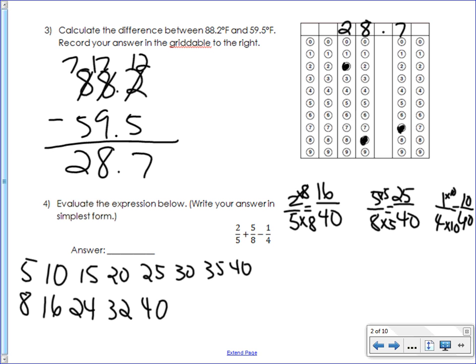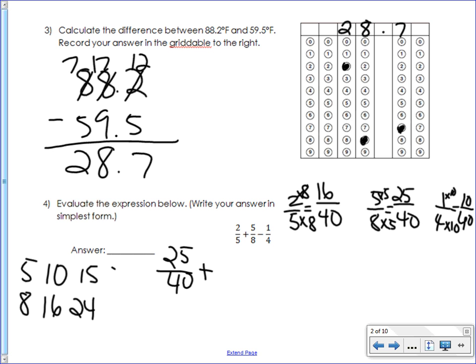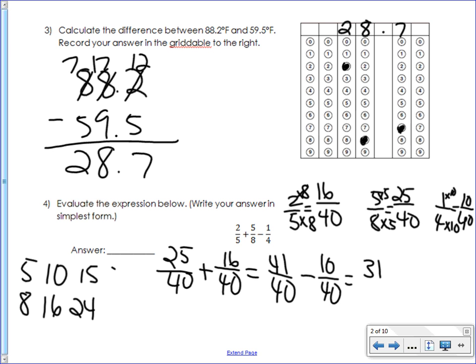So now I'm going to erase some of this so we have more room. 25/40 plus 16/40, which is 41/40, minus 10/40, which is 31/40. The reason why you do them in order is because, remember, in order of operations, when you have addition and subtraction, you work left to right. So I'm working left to right, adding my two numbers together, and then subtracting my third number.